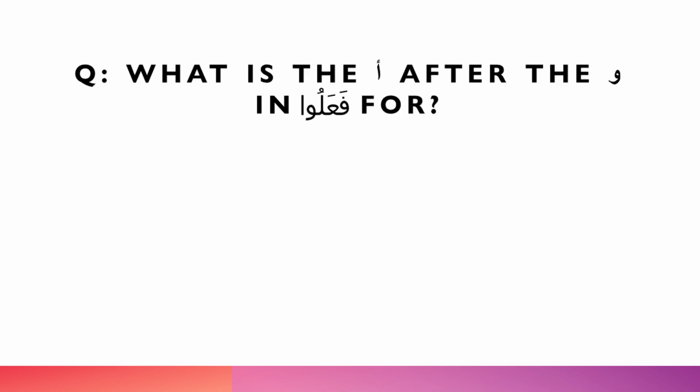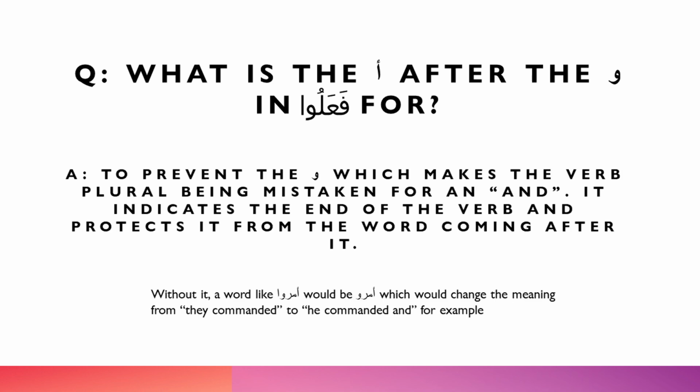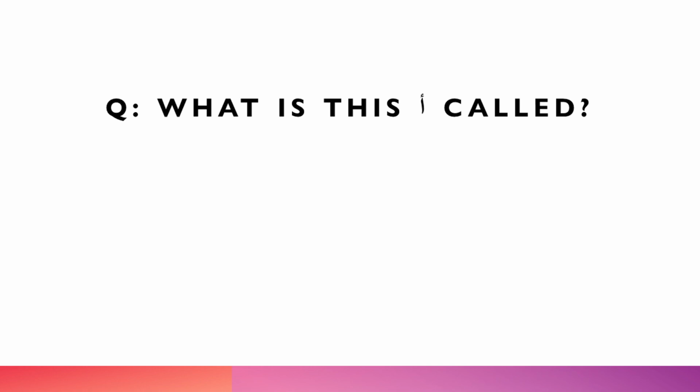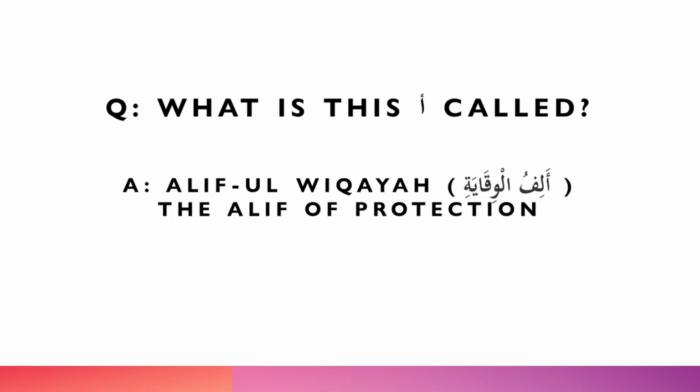If you look at fa'alu, it ends with a waw. Now that can be mistaken for the waw meaning "and" without the alif. So if I say ذهبوا وجلسوا, that alif there is protecting it from anything that comes after it. So we know that it's not a conjunction, because in the Arabic language waw means and. ألف الوقاية. ألف الوقاية.